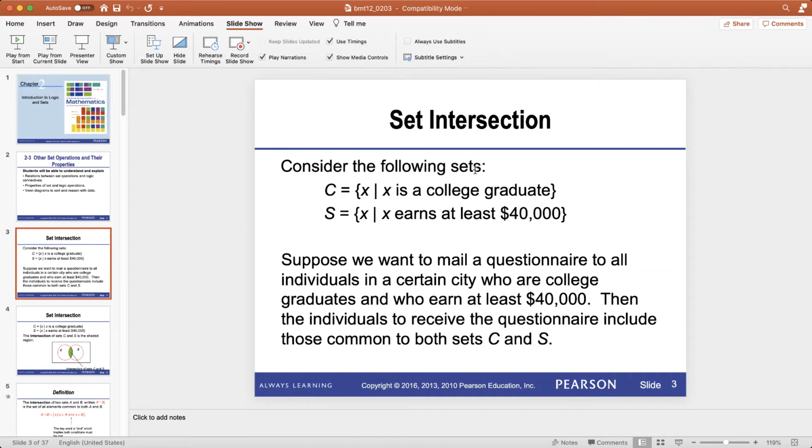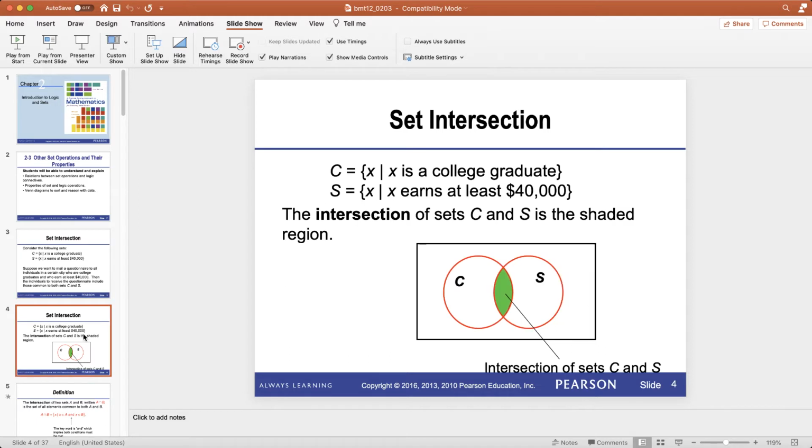So it says consider the following sets. C is equal to X such that X is a college graduate. S is equal to X such that X earns at least $40,000. Suppose we want to mail a questionnaire to all individuals in a certain city who are college graduates and who earn at least $40,000. Then the individuals to receive the questionnaire include those common to both sets, C and S. So they have to be in both sets, right?